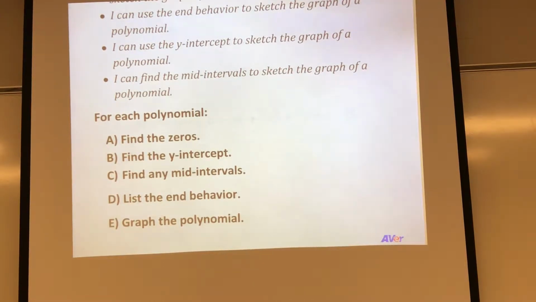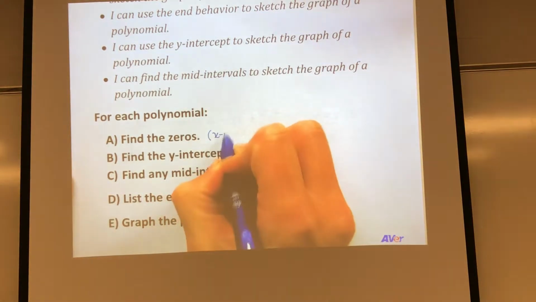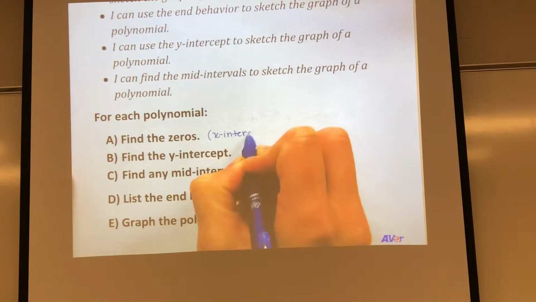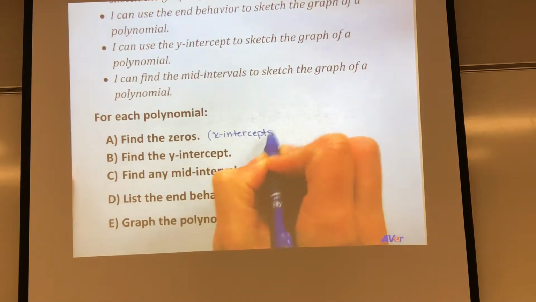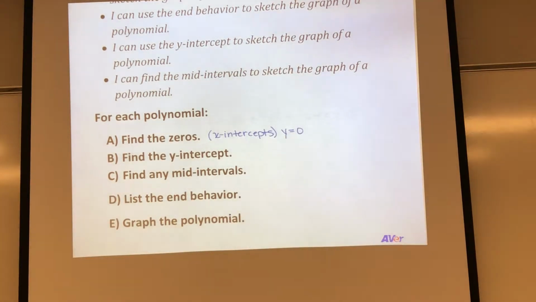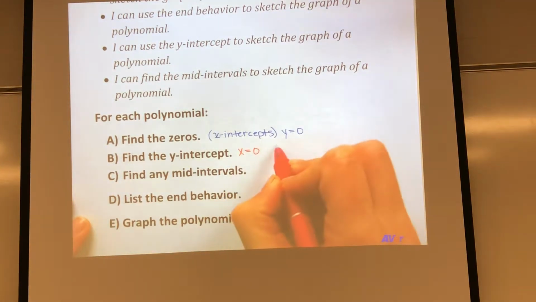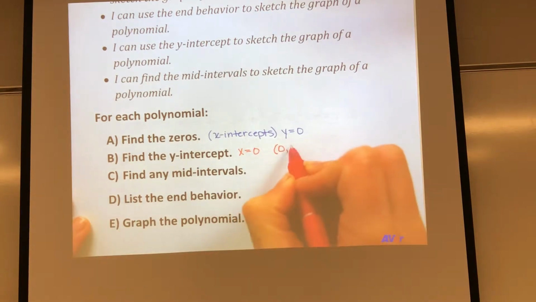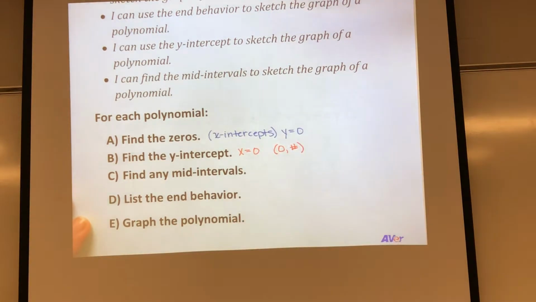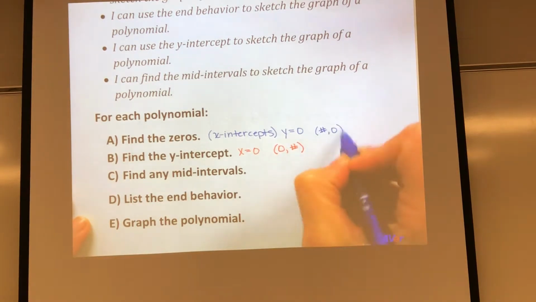First, we're going to find the zeros. Remember, the zeros are a synonym for X-intercepts. So we're trying to find out when Y is going to be 0, what is our X value going to be? Then it wants us to find the Y-intercept. That's when X is 0. So you're going to write that as a point, 0, and then a number, just like on your X-intercepts that you write those as a number, then 0.